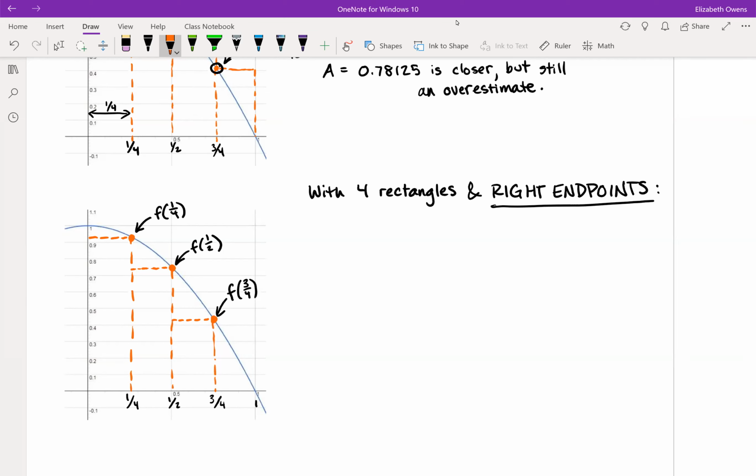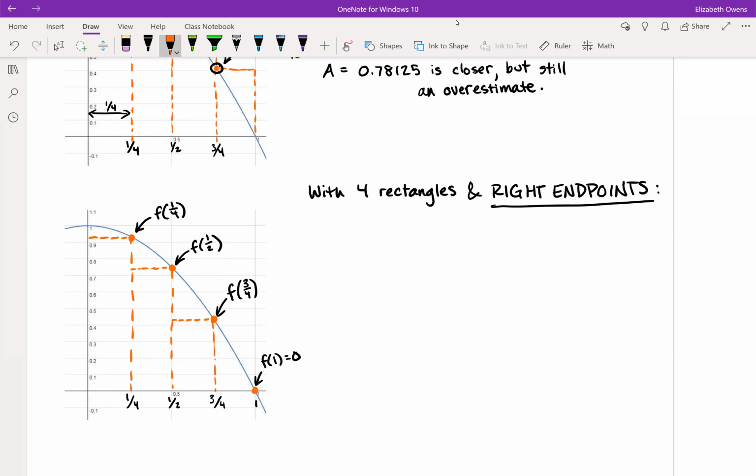And then for the fourth rectangle, it's going to look a little weird, just warning you. Here's the left endpoint. Here's the right endpoint there at 1. And so we are going to use that right endpoint. We're going to use 1 to set the height of the rectangle. But it so happens here on this function that f of 1 is actually 0. It's one of the roots of our function.